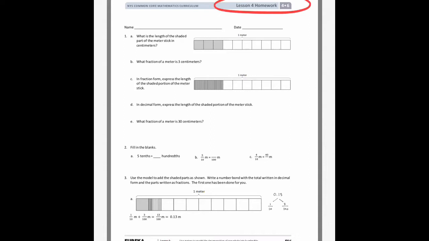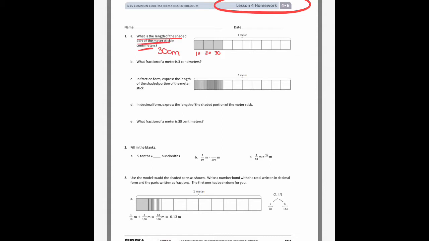This first one is asking what is the length of the shaded part of the meter stick in centimeters. Well, we know there are 100 centimeters in a meter. So if that meter is split up into 10, then there should be 10 centimeters in each one of those blocks. And if 3 are shaded, then that means that 30 centimeters are shaded on there.